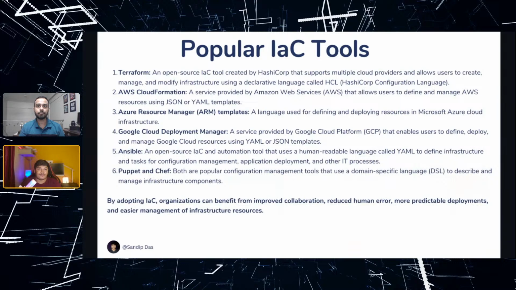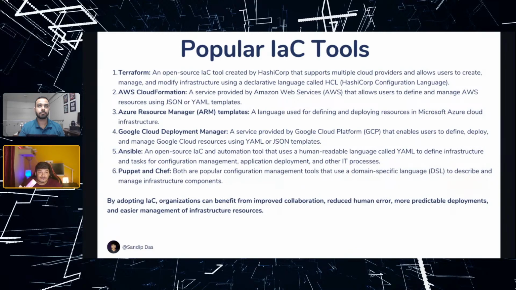Now, what is the second one? That is the AWS proprietary resource, AWS CloudFormation. It's a service provided by Amazon Web Services, or AWS, as popularly known, that allows users to define and manage AWS resources using JSON or YAML templates, you can say. Then we have Azure Resource Manager, or ARM templates. It's a language used to define and deploy resources in the Microsoft Azure cloud infrastructure. Similarly, in GCP, we have Google Cloud Deployment Manager, a service provided by Google Cloud Platform, or GCP, that enables users to define, deploy, and manage Google Cloud resources using YAML or JSON templates.